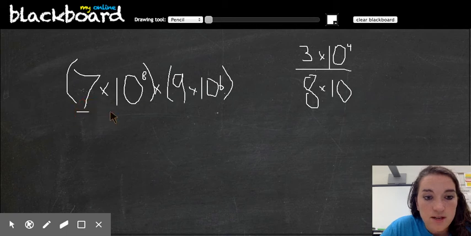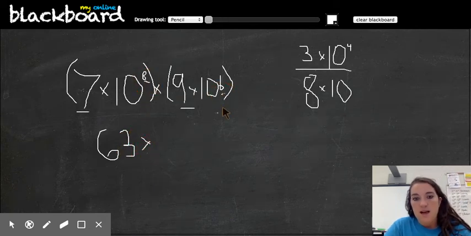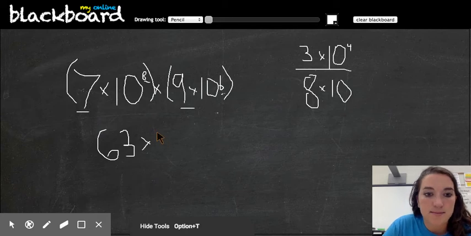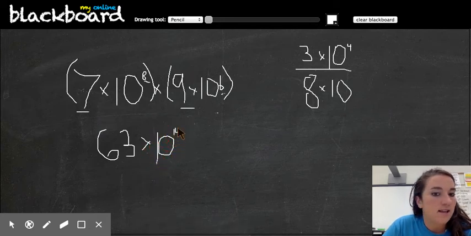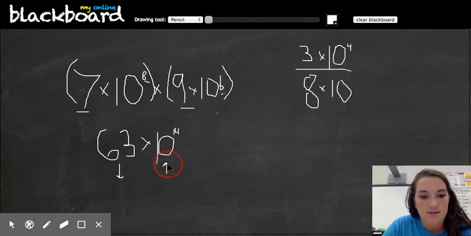So first I'm just going to start by multiplying my whole number. 7 times 9 is 63. And then when I multiply my tens, what do I do with my exponent? I add my exponent. Think back to exponent properties. So it'll be 63 times 10 to the 14th. Is this number in scientific notation? No, it's not. I need to make this one smaller and then make this one bigger. So I'll have 6 and 3/10 times 10 to the 5th.